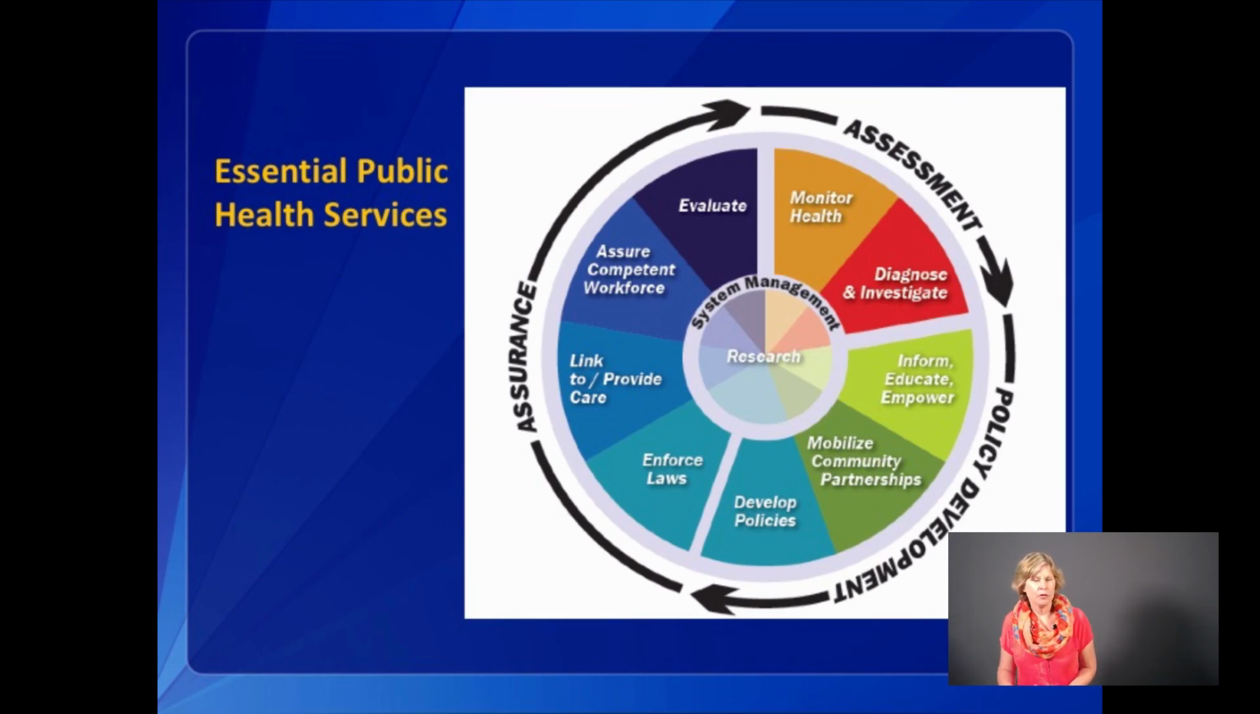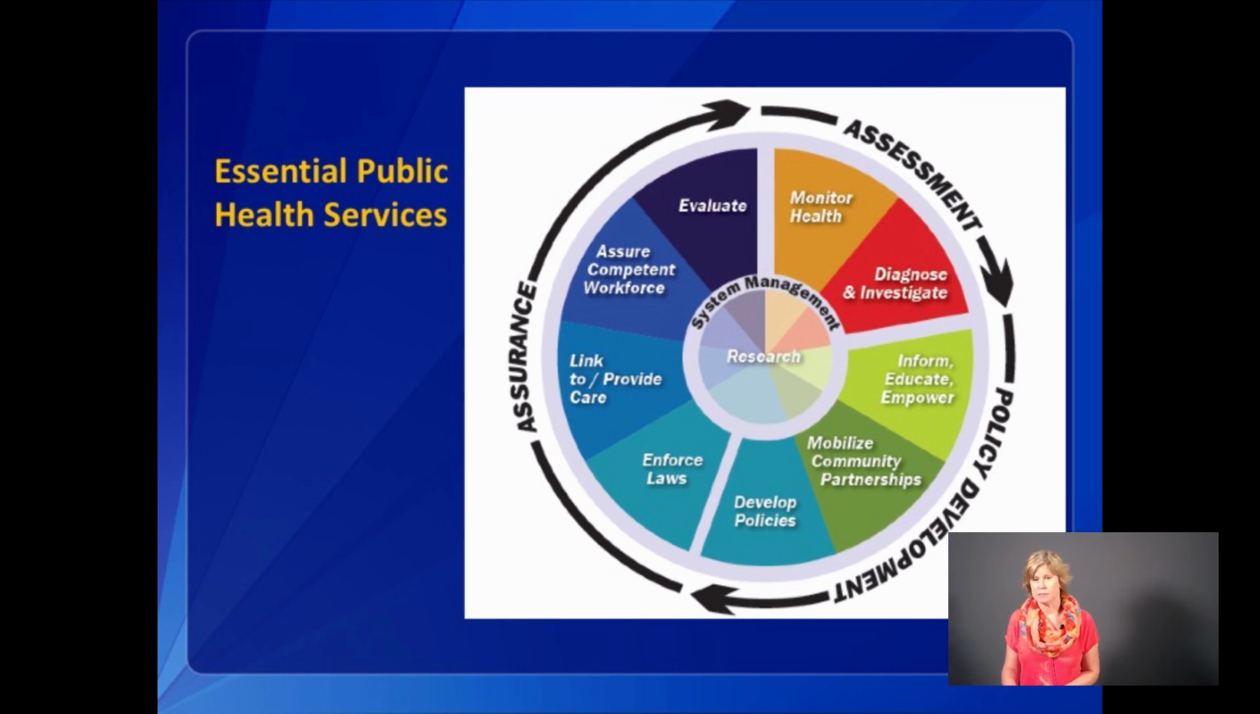Now, the public health wheel illustrates the three core functions of assessment, policy development, and assurance in black around the wheel of essential services. In principle, the 10 essential services can be grouped under the three core functions. Starting at the top of the wheel, essential services 1 and 2 fit under the core function of assessment. Essential services 3, 4, and 5 fall within policy development, while essential services 6, 7, 8, and 9 fit under assurance.